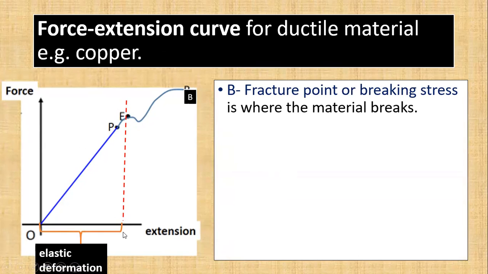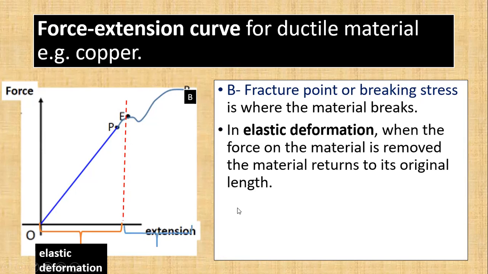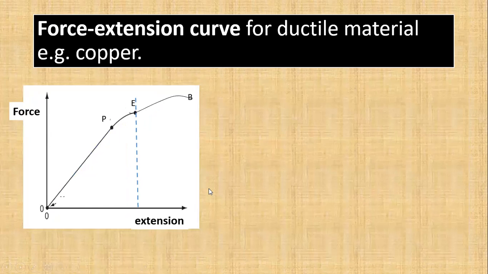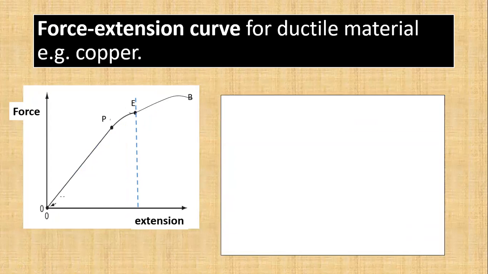And this region until E, any amount of this extension or that force there is called elastic deformation. That means when you remove the load, you return to original length. So all this extension or deformation is called elastic deformation. After that, until it breaks, is called your plastic deformation. So in elastic deformation, when the force on the material is removed, the material returns to original length. Memorize that. In plastic deformation, when the force is removed, the material does not return to original length. That's the difference. After you exceed that elastic limit, that region is called plastic deformation. Don't be too particular about the shape, but roughly there's a straight line, and after that there's a curve there.